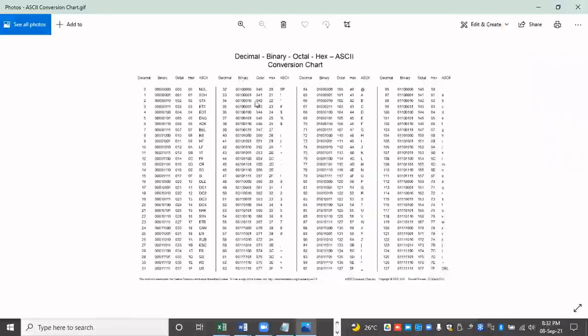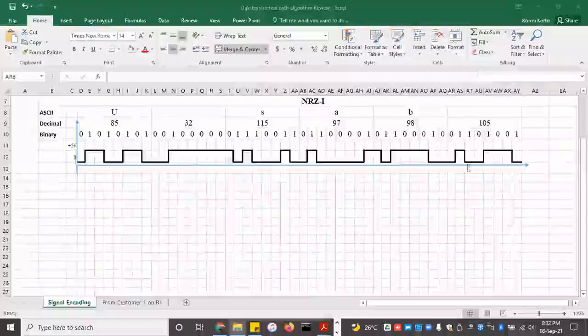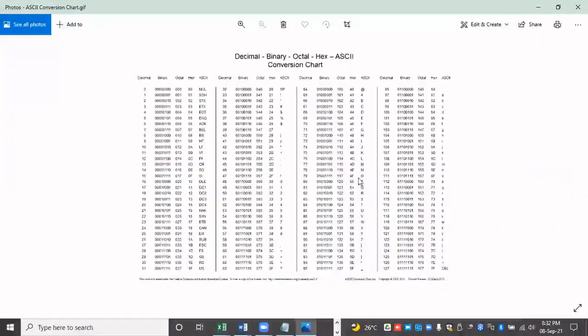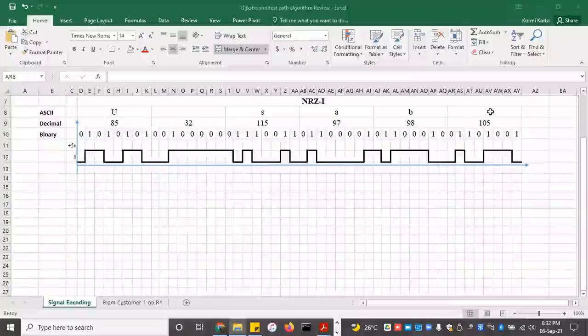Okay, so this is the ASCII conversion chart. The last one was 105. Was it 105? Yeah, 105. So let's look for 105. 105 is lowercase i. So the actual message is U space sabi. You sabi. Is that correct, like in Pidgin, right? Abi is sabi, right?